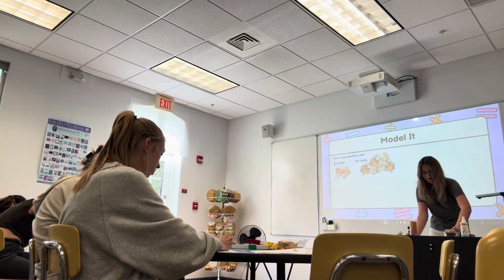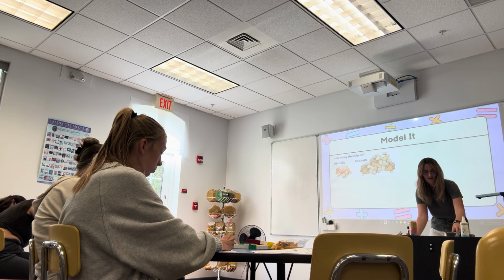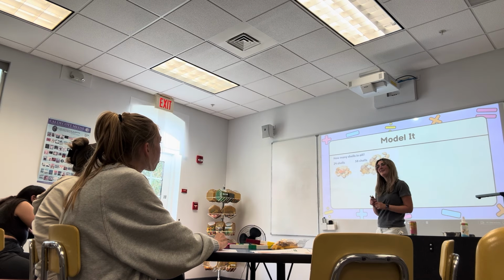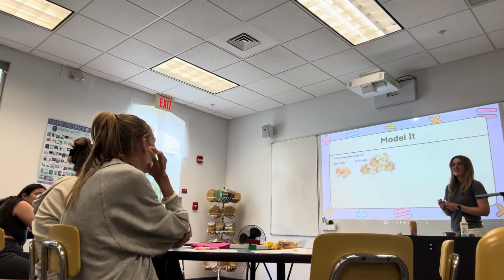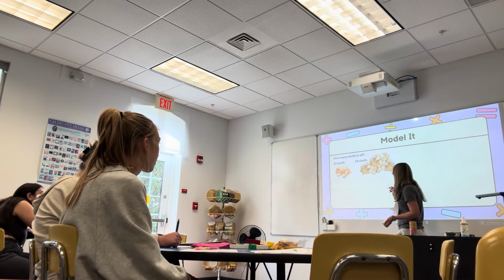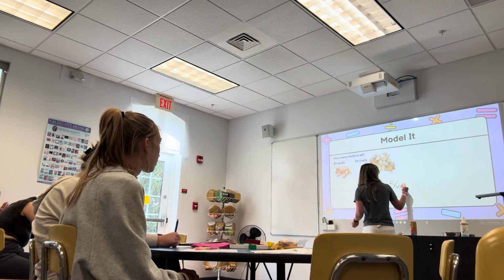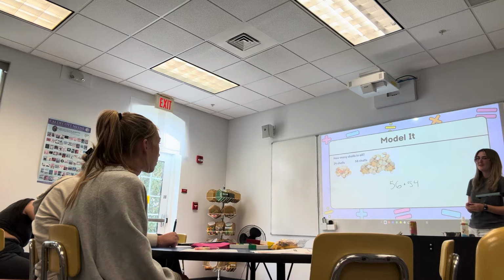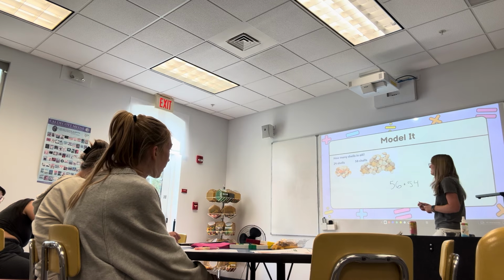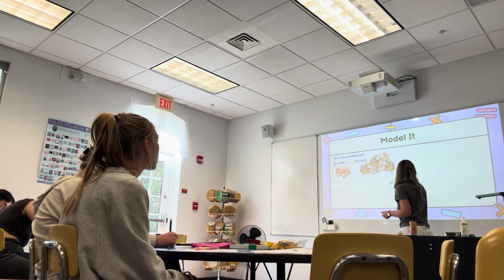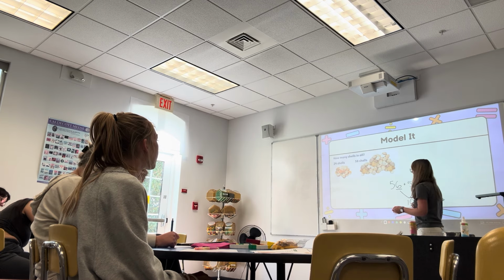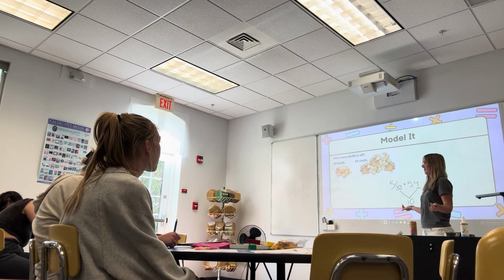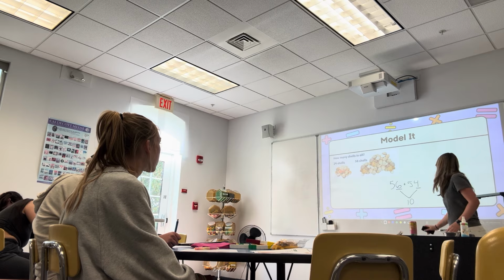Can you guys give me an example of another problem with 2 two-digit numbers where we might need to regroup? 56 and 54. So why would we need to regroup? Because 6 and 4 add up to 10. Yeah, because our ones place is 6 and 4 equals 10, right? And so we would regroup that ten. How many ones would we have left over? 0, right? And that's okay. All right.